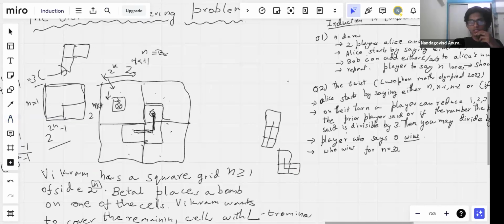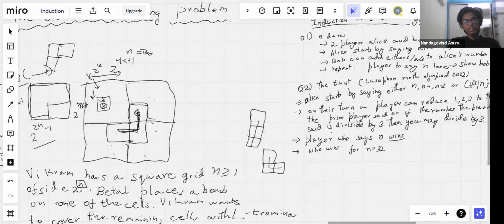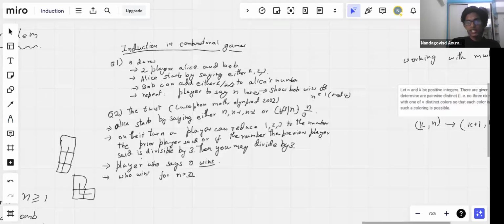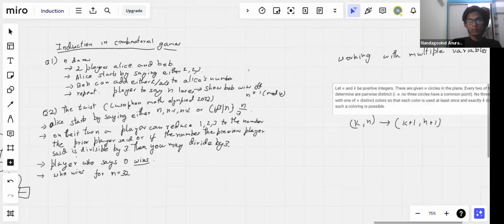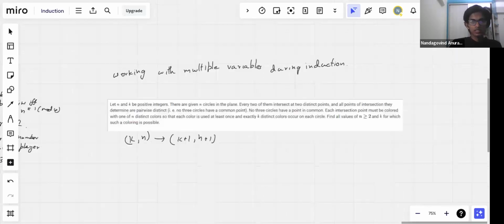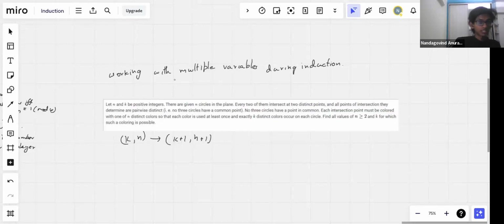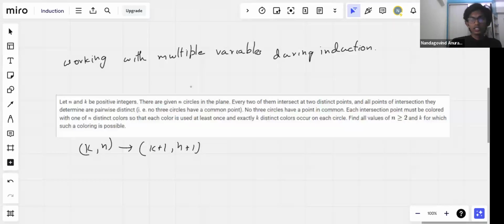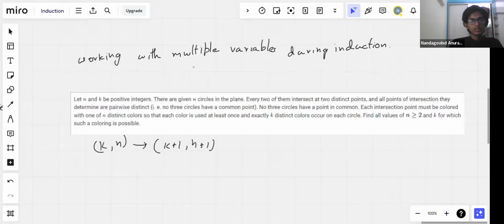Okay, so I'll do the combinatorial games slightly later if we have the time. But there's another really important question that I wanted to do. This one has a very long problem statement, so I wasn't writing that one. So this is the problem. This one's going to focus more on using multiple variables during induction.